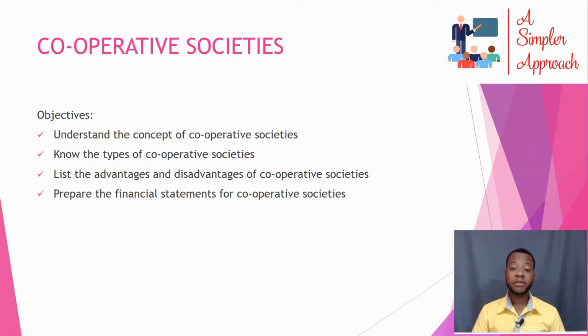Our objectives for this lesson include: number one, we must get an understanding of the concept of cooperative societies. Number two, we must know the types of cooperative societies. Number three, we must be able to list the advantages and the disadvantages of cooperative societies. And number four, we must learn how to prepare the financial statements necessary for cooperative societies. Okay?